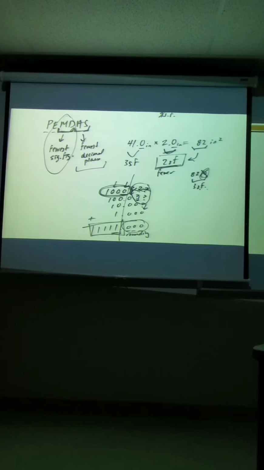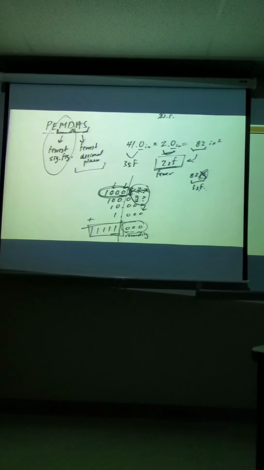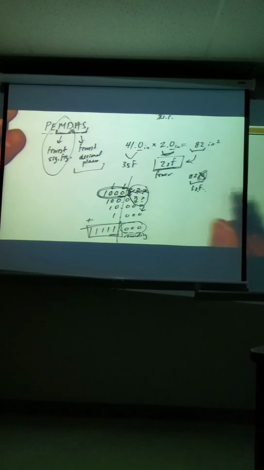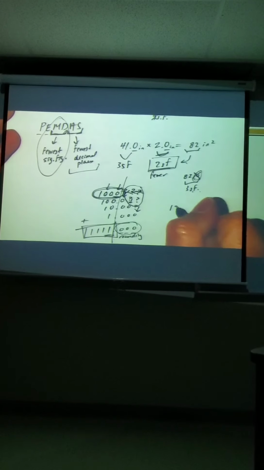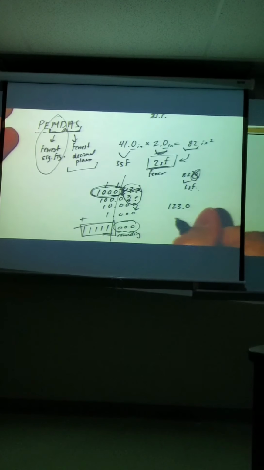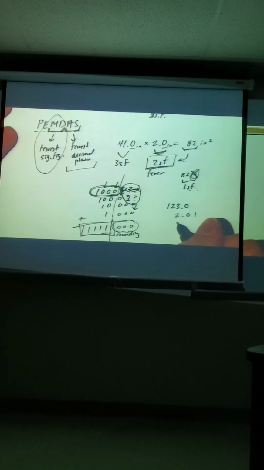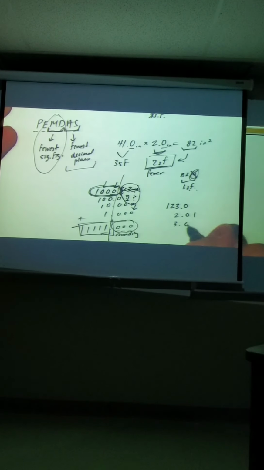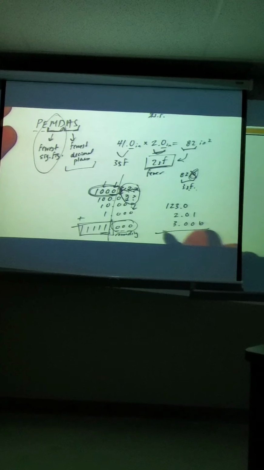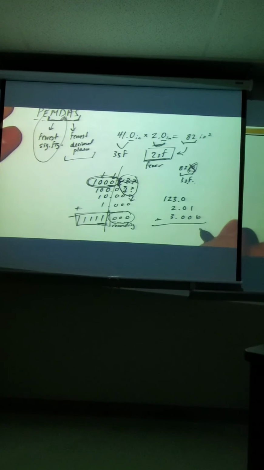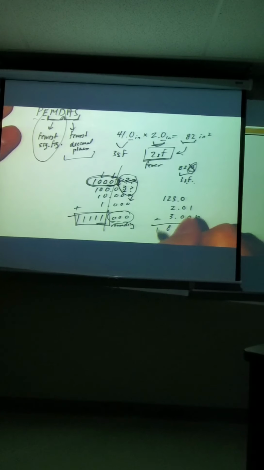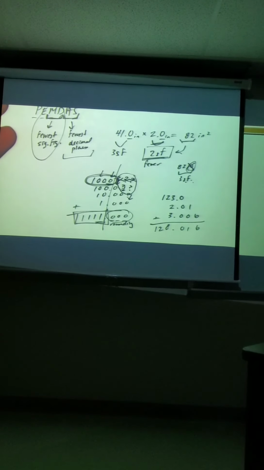So maybe one more example of this difference, and then we'll stop. So let's just say we have 123.0, we have 2.01, and then we have a 3.006. So when we add or subtract these, it doesn't matter. We get a 6, a 1, a 0. 5 and 3 makes 8. 128. The calculator can do it as well.